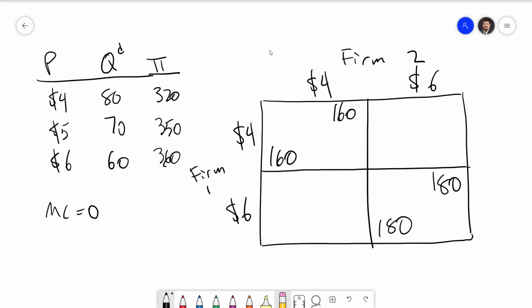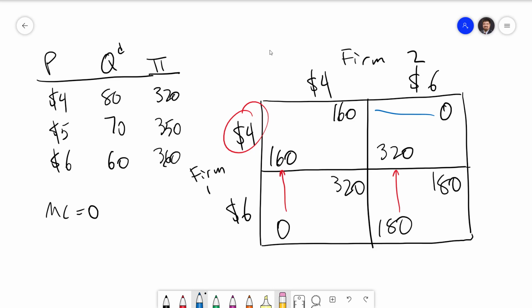Now looking at the off diagonals, if firm 1 prices at 6 and firm 2 chooses 4, firm 2 successfully undercuts firm 1 and takes the entire market at that price of $4, and so they're going to get the 320 all to themselves. Firm 1 will get 0. In the final box, we have the reverse of this, where firm 1 undercuts firm 2 and gets 320, leaving firm 2 with nothing. Looking at these payoffs, we can see that firm 1 always does better by choosing $4. 160 is better than 0, 320 is better than 180, and so no matter what firm 2 does, firm 1 should pick $4.